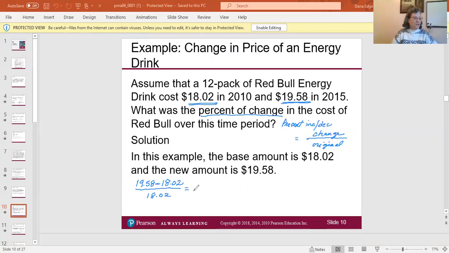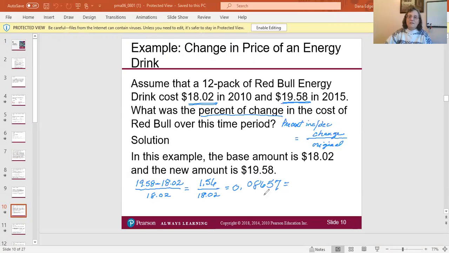Now, as usual, this is going to spit out a decimal, not the percent. So 19.58 minus 18.02 is $1.56 divided by 18.02 is 0.08657. 5 decimal places is usually safe.